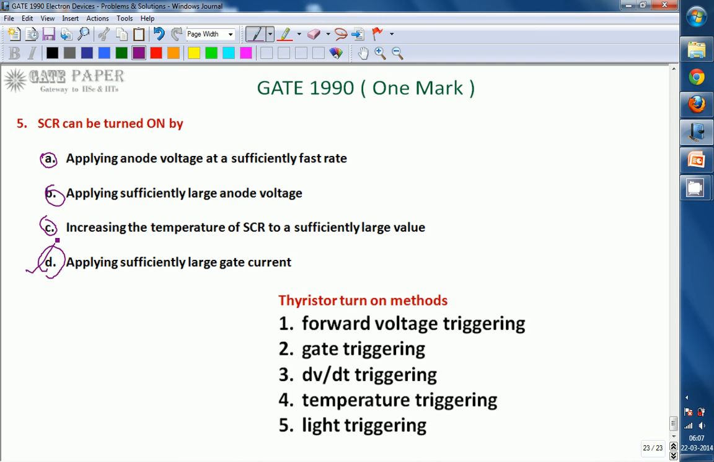So the SCR can be turned on by applying sufficiently large gate current, that is, by applying large gate voltage, which method is called gate triggering. Okay, so the right option for this one is all of the above. All are going to be answers, but the most preferred answer is D.